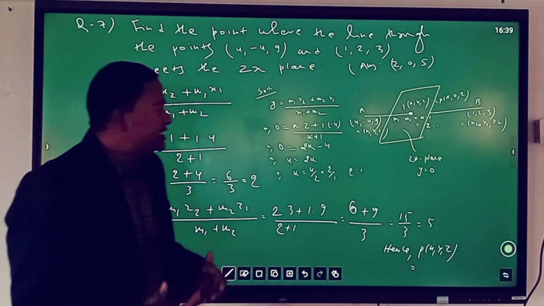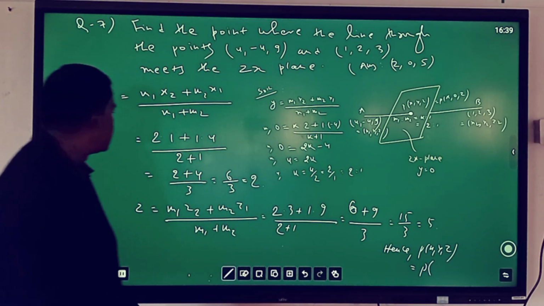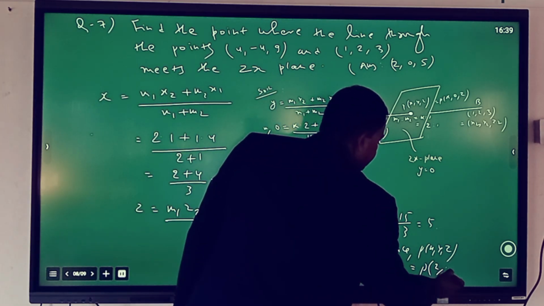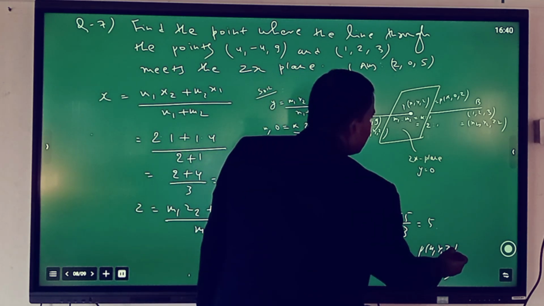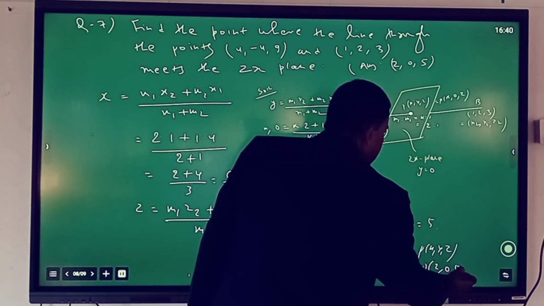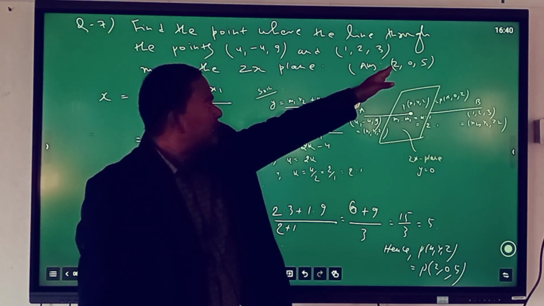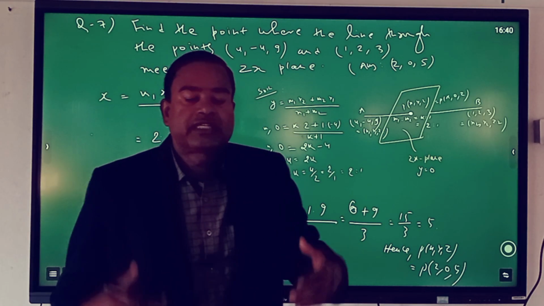Hence P(x, y, z) is, x means we have found 2, y means 0 in the zx plane, and the value of z just now we have found 5. So according to the question, the answer is 2 comma 0 comma 5. So exactly we have got the same answer.